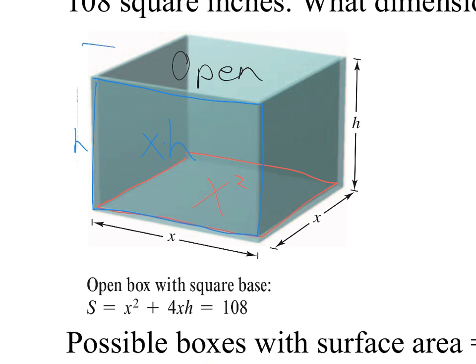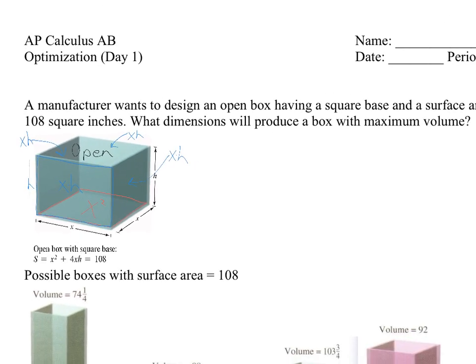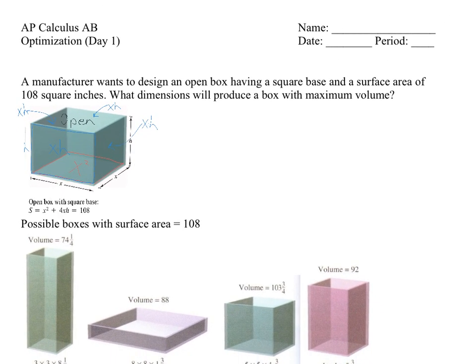The side back here is x times h. The back side here is x times h. And the front side here is x times h. So there are four of them. That's why we have a 4x times h there. So that's the first thing. And what we were told is we want this to be exactly 108 square units, square inches in this case.